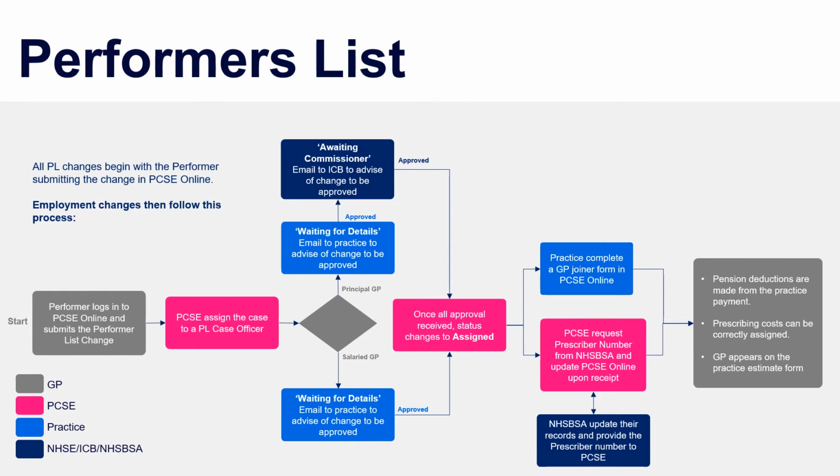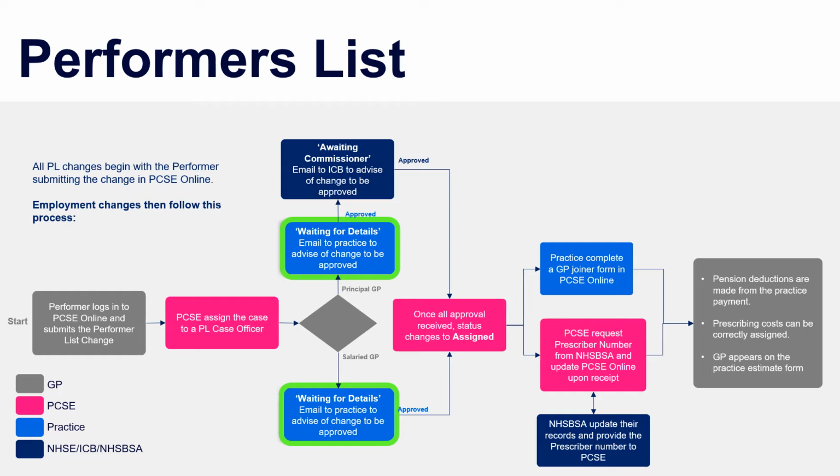In order to complete the pension joiner form, you'll first need to make sure that your GP has been assigned to your practice. When a GP joins, leaves, or changes their role at your practice, they'll need to log into their PCSE Online account and submit an employment change to PCSE. As soon as PCSE receive the employment change request from the GP, PCSE will send an email to the email address linked to that practice, alerting them that a GP has submitted an employment change request that requires the practice approval. It will then be down to the practice to approve or reject that change.